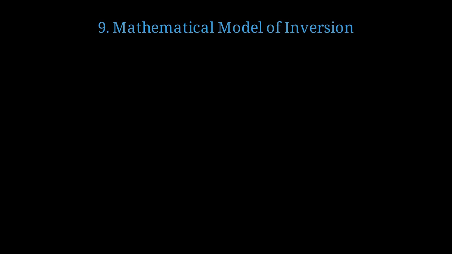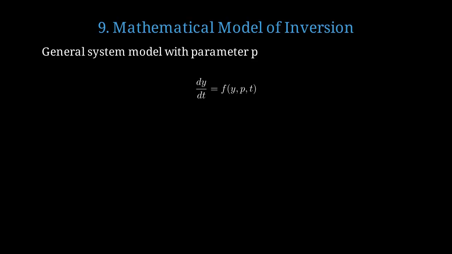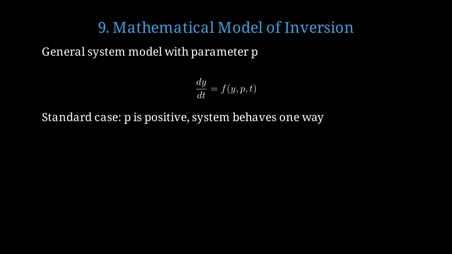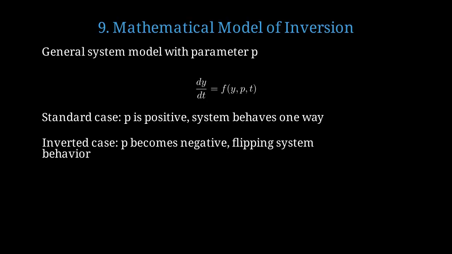Let's develop a general mathematical model that captures the essence of inversion across different domains. Consider a general system model characterized by a parameter p that controls some aspect of behavior. The system dynamics are given by dy/dt equals some function f of state y, parameter p, and time t. In the standard case, parameter p is positive and the system behaves in the expected manner. In the inverted case, we make p negative, which flips the fundamental behavior of the system. We have p standard greater than 0, and p inverted equals negative p standard, which is less than 0.